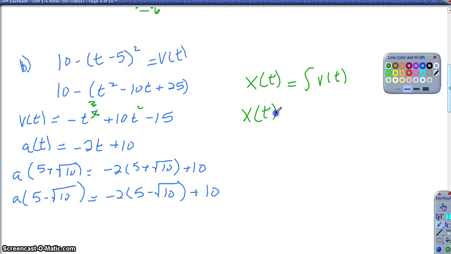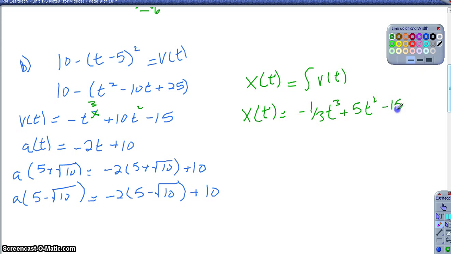So my position function would be negative 1/3 t to the third plus 10 divided by 2, because that new power is 2, so 5t to the second, minus 15t, and then do not forget, it's easy to do so, but don't forget that plus c. It is very important we don't forget the plus c.